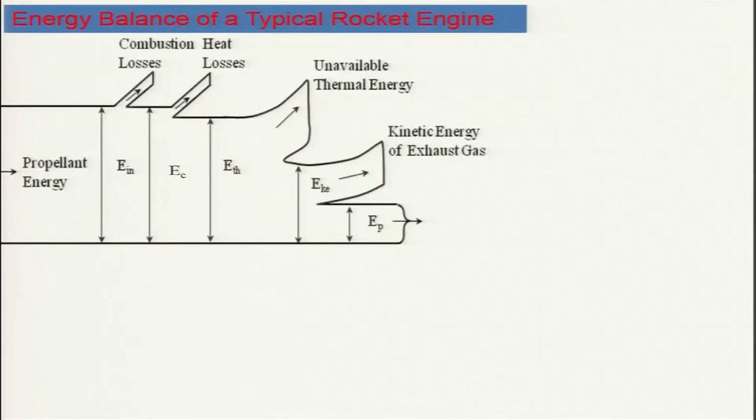Now we will look at the energy balance of a typical rocket engine, because it is very important to know the energy balance so that you can find out various losses and minimize them. For a typical rocket engine, the propellant energy stored is shown here, that is E initial, equal to m dot p into delta H p. This is the rate of propellant energy.